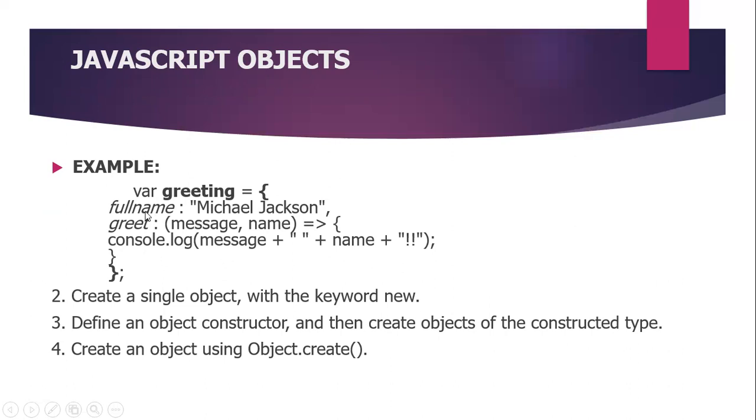Under that, I'm giving key value pairs. I'm assigning full name Michael Jackson, message, comma name. So under the message, I'm giving some action that should be performed by the object: console.log message plus name. Even an object can be created using the new keyword. Also, like C++ and Java, an object can be created using constructors, and an inbuilt function is also available, Object.create. So these are the ways in which an object can be created in JavaScript.